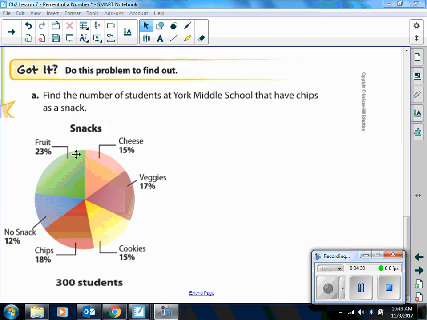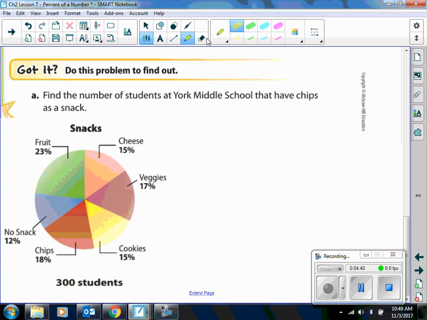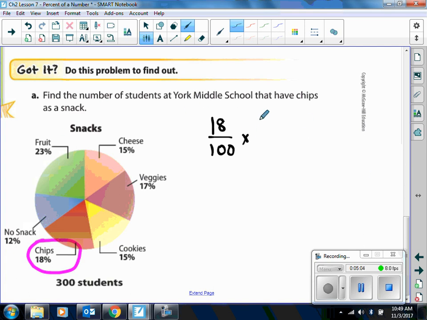So we're going to use the same circle graph as we did in the examples, and we want to find the number of students at York Middle School that have chips as a snack. How many have chips as a snack? 18%. So we're going to write that 18% as a fraction. 18% as a fraction is 18 over 100. Good. Now we're going to multiply that times the total number of students, which was 300 students.